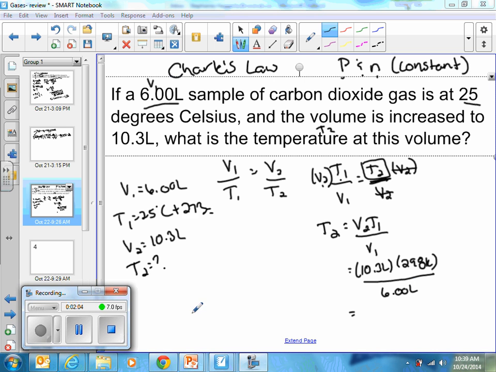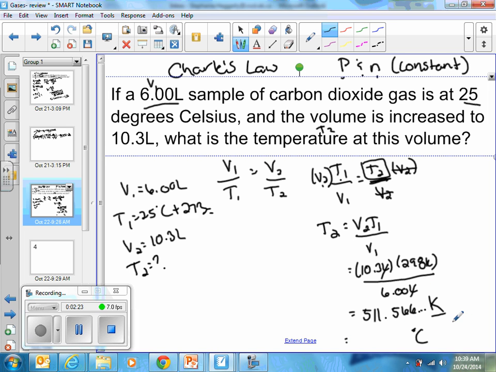I end up getting a final temperature of 511.566 repeating Kelvin. So my temperature will end up in the units Kelvin because liters will cancel and we're left with Kelvin. If the question by chance asks you to put your answer in degrees Celsius, to convert from Kelvin back to degrees Celsius, we do the opposite. So we added 273 here. I would just subtract 273 if I wanted to get my answer in degrees Celsius.